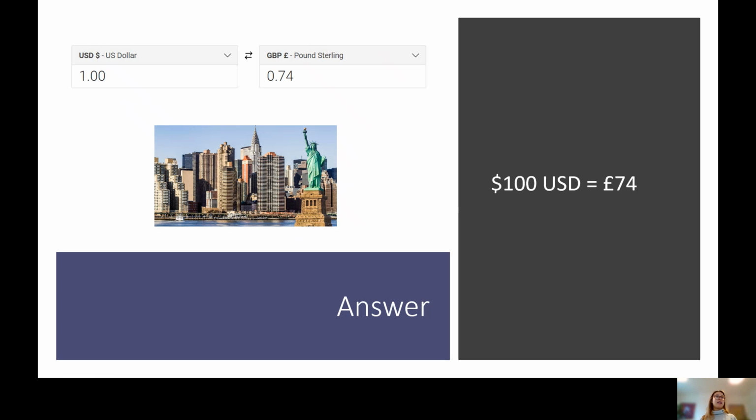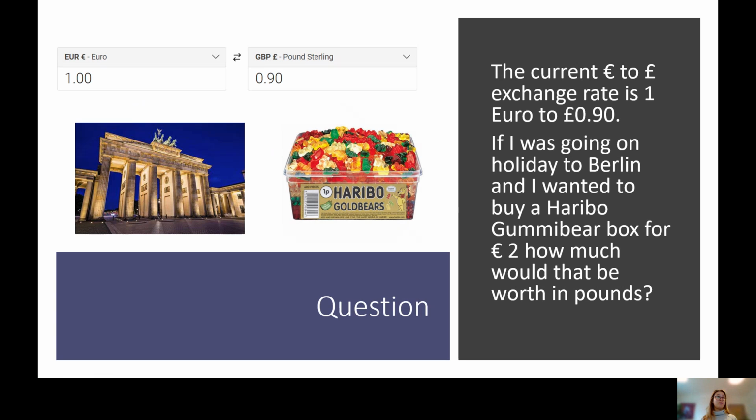Let's try this with another question in a different currency. So let's travel to Europe. €1 equals 90p as of this morning. If I was going on holiday to Berlin, the capital of Germany, and I wanted to buy a Haribo gummy bear box for €2, how much would that be worth in pounds?